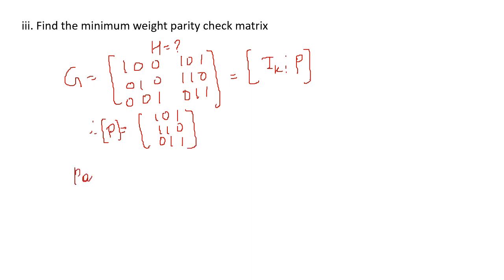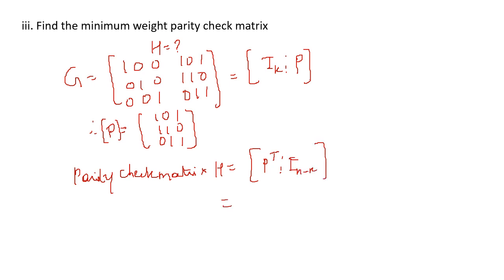We know that the parity check matrix, denoted as H, is given by the matrix where we have P transpose concatenated with I n minus k. So what we need to do is, since we have already got the parity matrix, write the transpose of that. So 1 0 1, next you have 1 1 0, next, rows into columns, 0 1 1 is written like this.